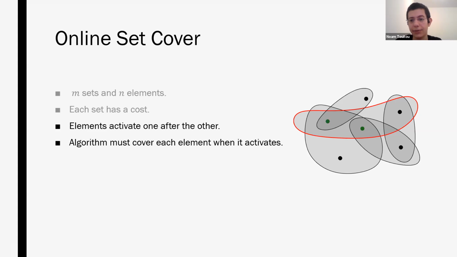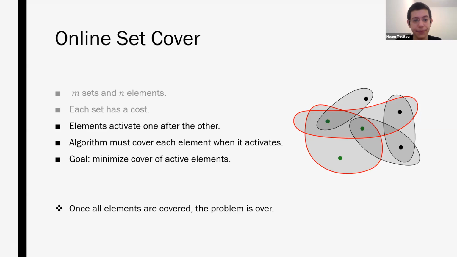Another element became active, but this element is already contained in the set that was previously added, so the algorithm doesn't have to do anything. And then another element became active and another set was added by the algorithm. The goal is to minimize the cost of the total cover of the active elements at the end of the sequence, which is some subset of the N elements in the universe. This problem consists of some finite sequence of requests. That is, once all the elements are covered, the problem is in fact over.